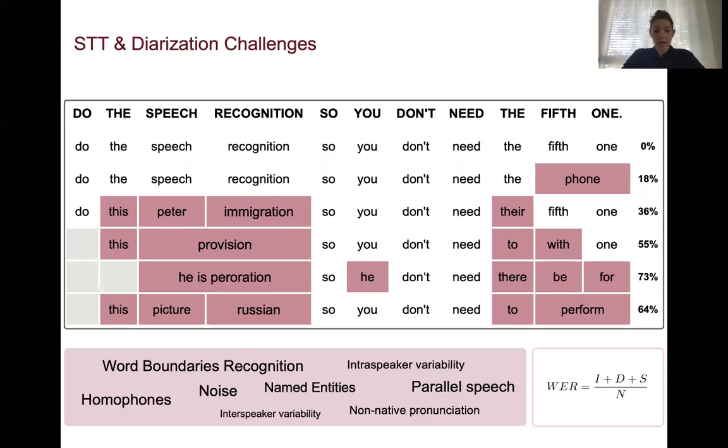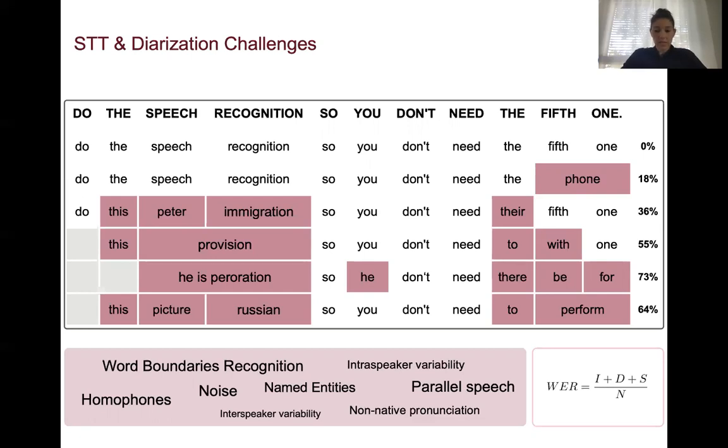Here you can see an example of 6 transcripts, hypotheses, produced by 6 different systems. At the top, in the first row, you see the manual transcript, the reference, and in the last column on the right, you see the error rates. These are the word error rates. Word error rate is a standard metric used for evaluating STT. It's calculated by counting the errors in the hypothesis divided by the number of words in the reference.